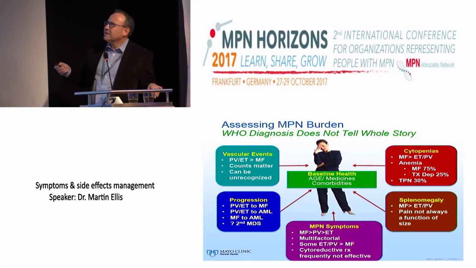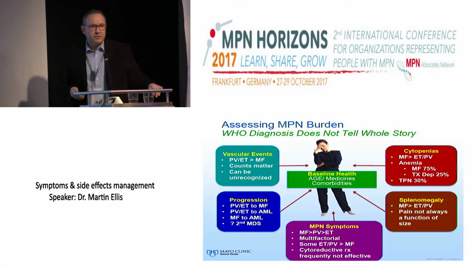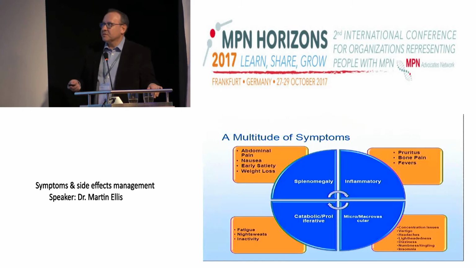And then finally, symptoms relating to the abnormalities of the blood counts. We mentioned anemia at the end of the talk. This is a particular problem in myelofibrosis patients, a large proportion of whom are dependent on treatment, including blood transfusions as the only option for treating anemia.